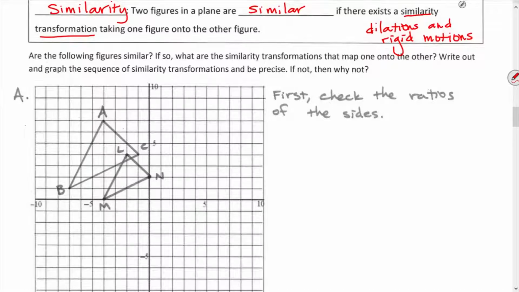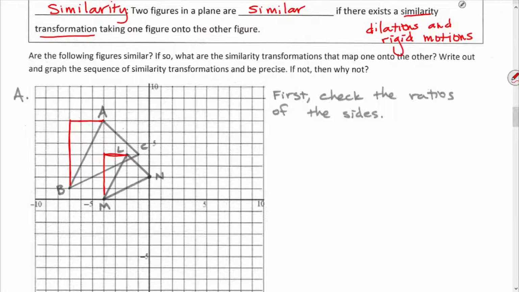So the first thing that I look for is to see if they even look and seem to be proportional in size, because if they're not, then I'm going to stop and not worry about finding rigid motions and dilations that map one to the other, because they're not even similar to begin with. It's kind of hard to look at slanted lengths if I don't have to. That's a lot of work, with radicals or decimals. So what I tend to prefer is to look at, from A to B, instead of looking at this length and this length, this horizontal component and this horizontal component and this vertical component and this vertical component.